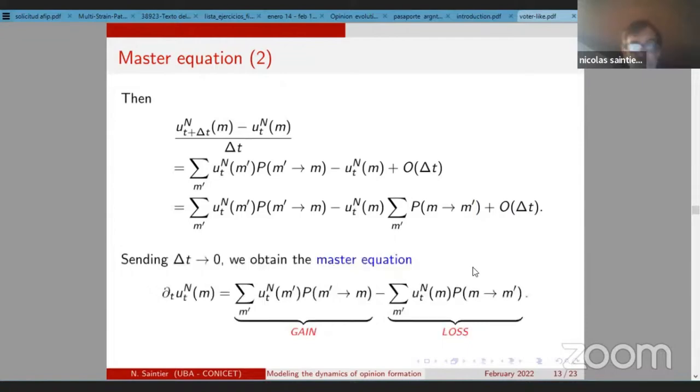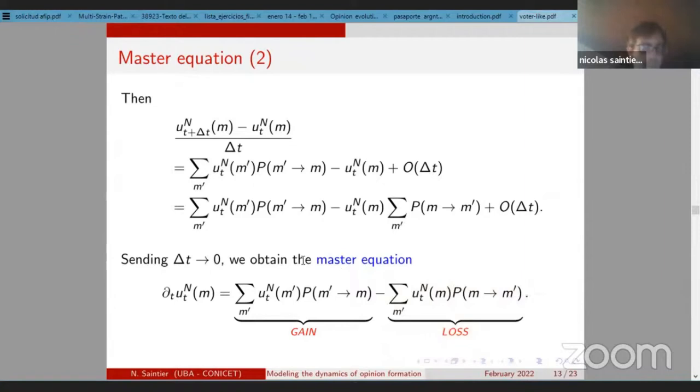So now we send delta t to zero and we get a nice equation, which is a master equation, which says that the evolution in time of the distribution of the magnetization M is just the result of a balance between a gain term and a loss term. The gain term, the first one here, just tells me how you can arrive in one interaction to a magnetization equal to M. And the last term is on the other side. You had magnetization equal to M, there was some kind of interaction, and you went away from M, right?